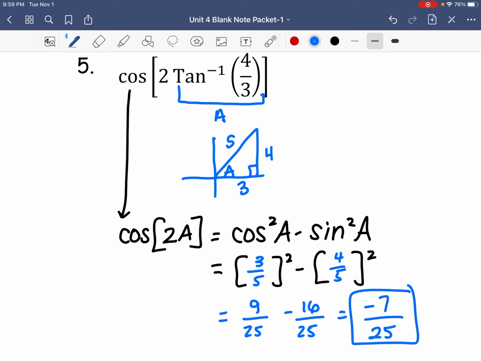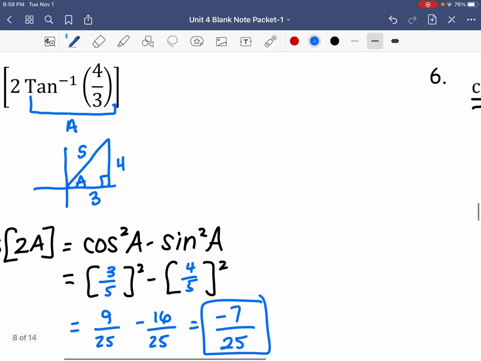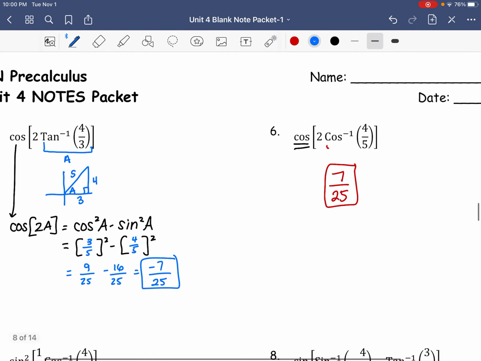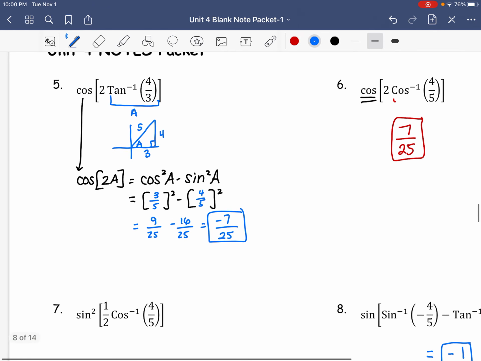Keep simplifying. And I'm ending up with -7 over 25. Okay, pause the video and please try number 6. You're going to need your double angle formula. Number 6, 7 over 25. You again needed the cosine double angle formula.